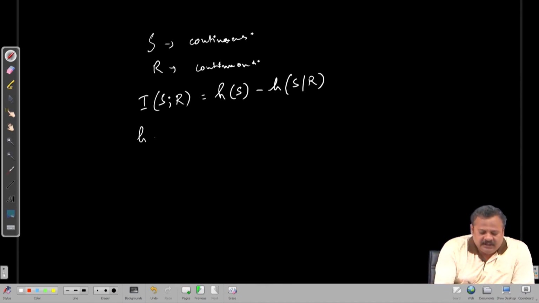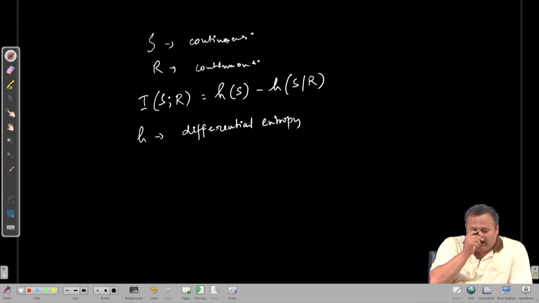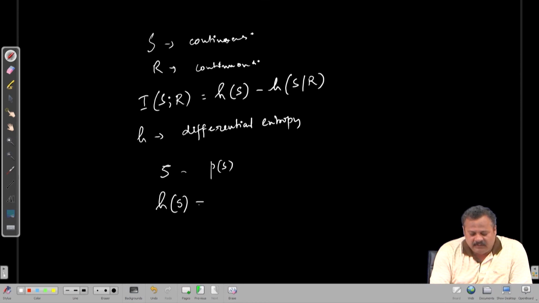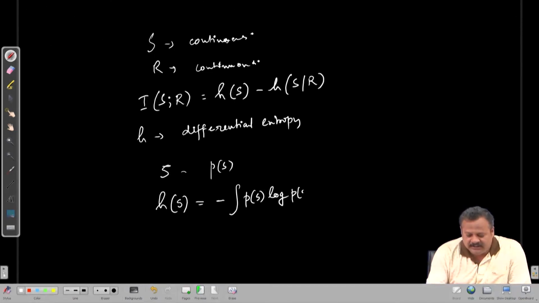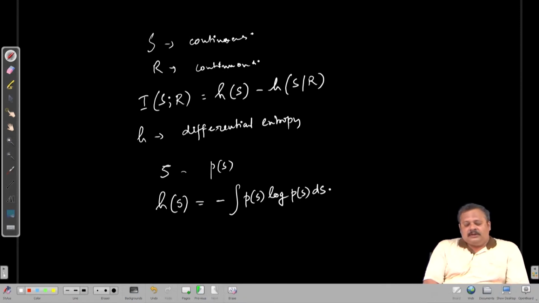What we mean by little h is, for continuous random variables, differential entropy, and it is defined similar to the discrete entropy case. Let us say S has the density P of S. In that case the differential entropy of the stimulus is given by the negative integral of P of S log P of S dS. This differential entropy is not physically the same as entropy, that is the amount of uncertainty associated with a random variable.